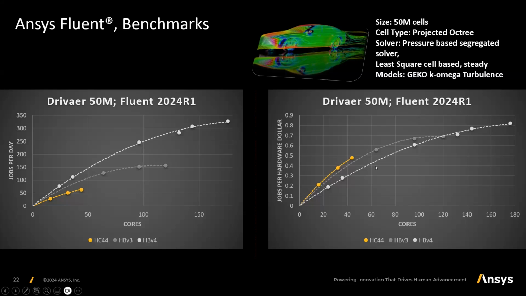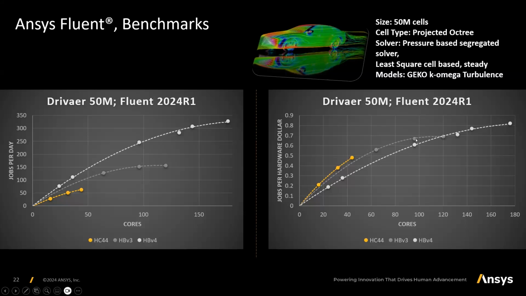The next plot here is looking at the impact of hardware cost as well. And this is really interesting. So the higher you are up on this axis is the lower cost your simulation is. And I just want to point out a couple of data points here, and that's around the 96 core point again. And when we look at HBv3, which is the darker line, and HBv4, the lighter gray line, we see these points are very close to each other.